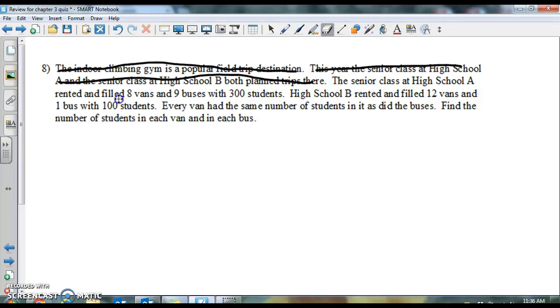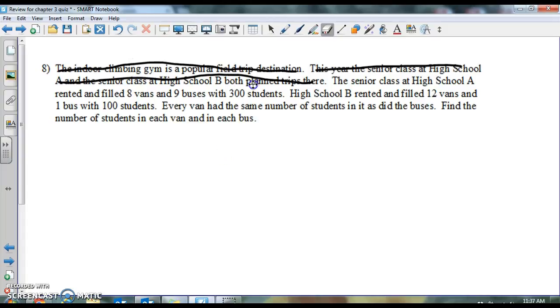The senior class at High School A rented and filled 8 vans and 9 buses with 300 students. That's important. High School B rented and filled 12 vans and 1 bus with 100 students. Each van had the same number of students as each other, and each bus had the same as each other. Find the number of students in each van and each bus.